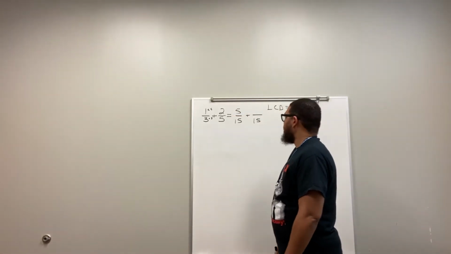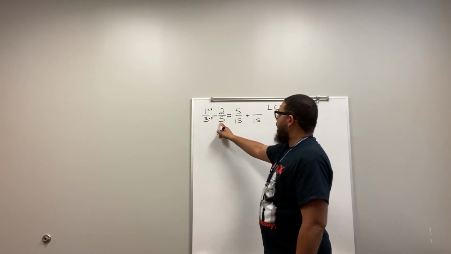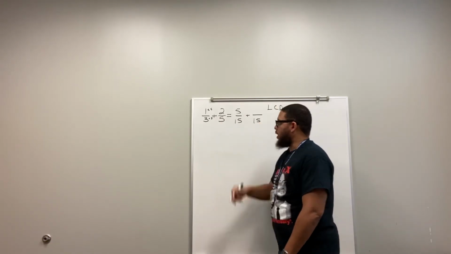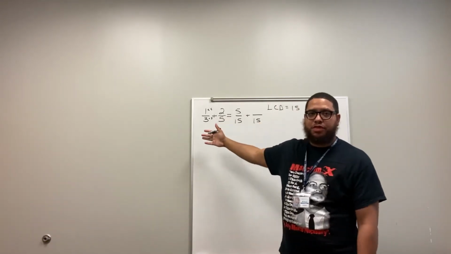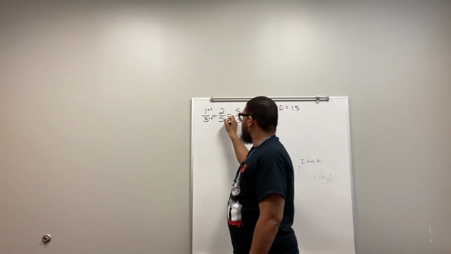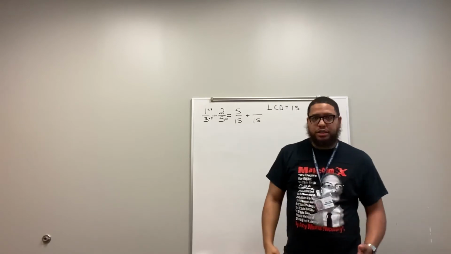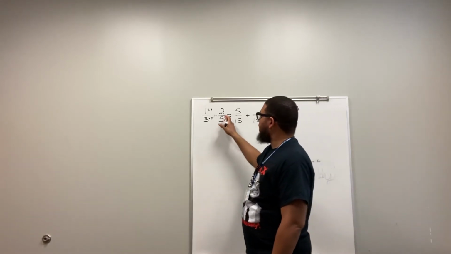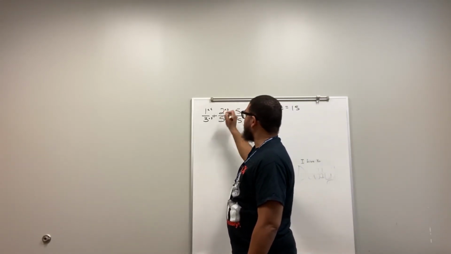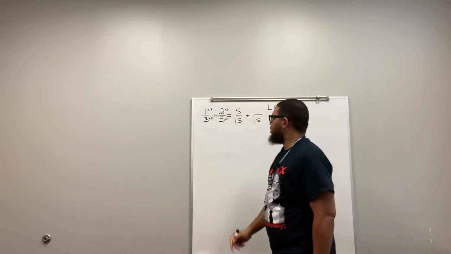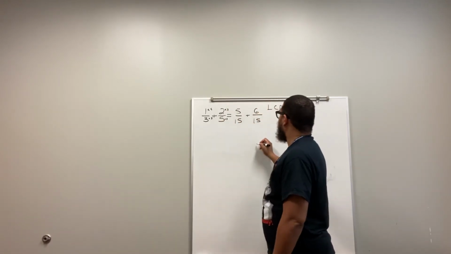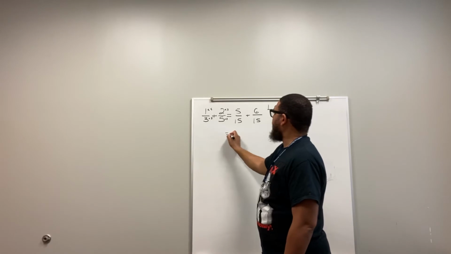All right? Then over here, how did I change this 5 into a 15? What would I multiply 5 by to become 15? Multiply it by 3, because 5 times 3 is 15. In order to keep an equivalent fraction, if I multiply 5 by 3, I got to multiply 2 by 3. And what's 2 times 3? 6. All right? So now I can add.